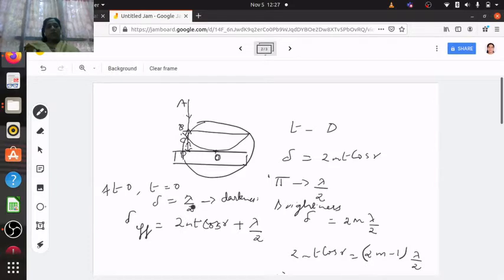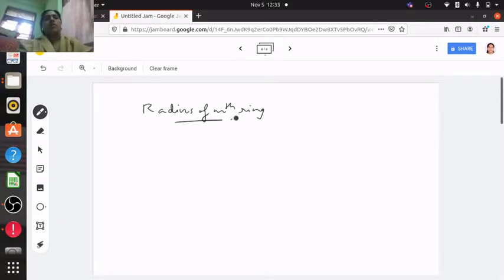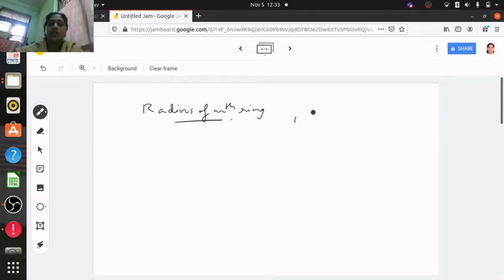2μt cos r is equal to lambda by 2, and this is the condition for darkness. Next we have to derive an expression for the radius of the mth ring, and also an expression for the wavelength of light.